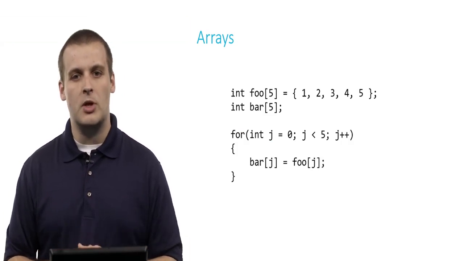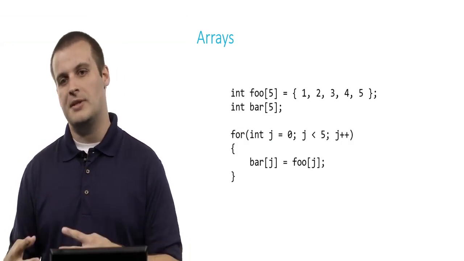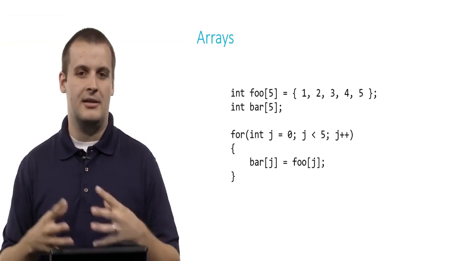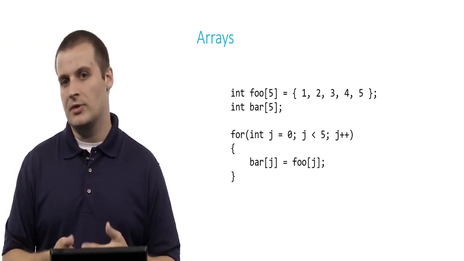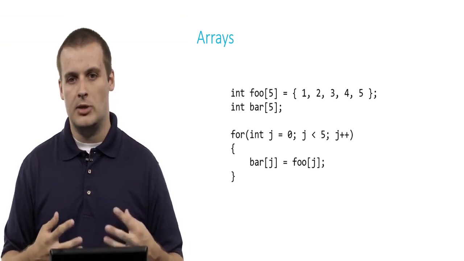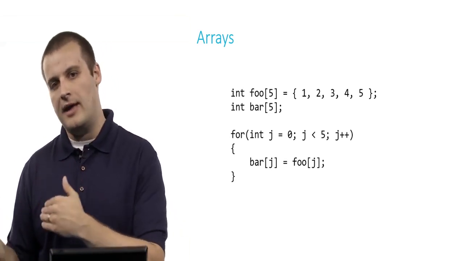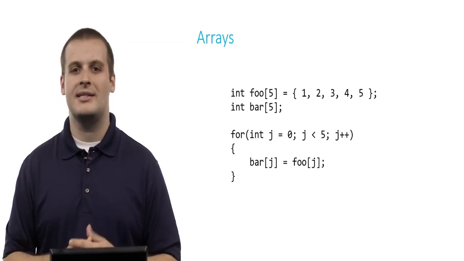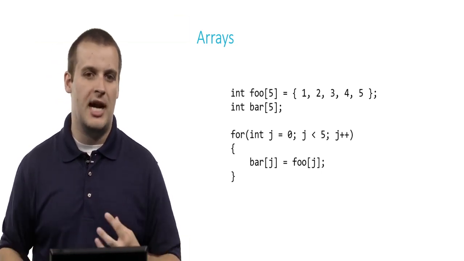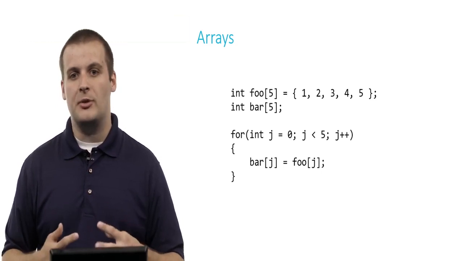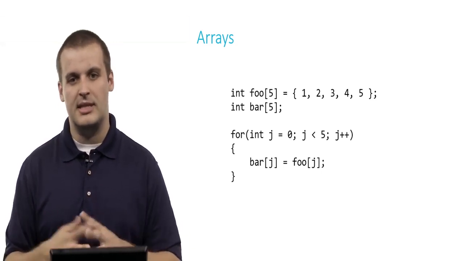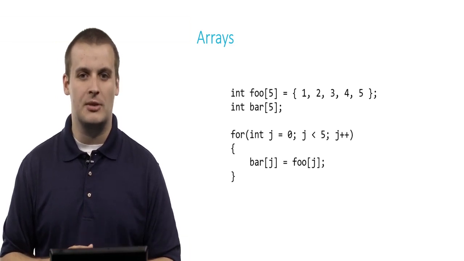We have a for loop that goes from j is equal to 0 up to 5, and we increment j on every iteration of the loop and assign elements like that. This would result in bar also being 1, 2, 3, 4, 5, but we have to do it this very slow element by element way instead of by just copying the entire array. In other programming languages, more modern ones, you can in fact do this, that simple equals syntax, but C, unfortunately, we're not allowed to do that.